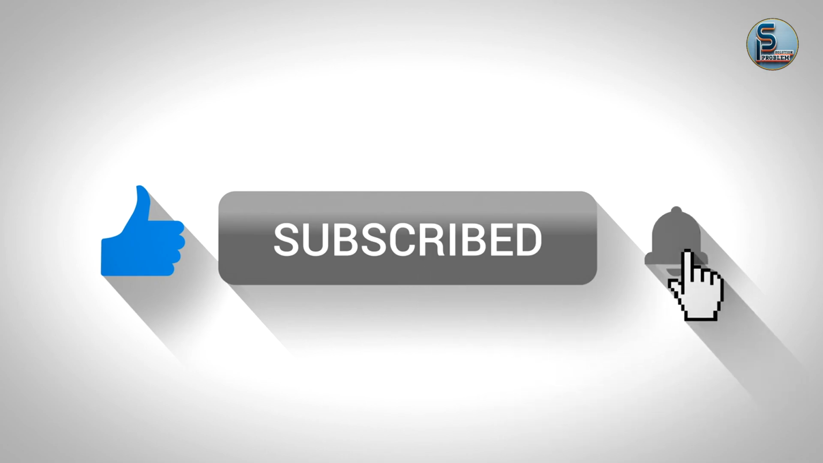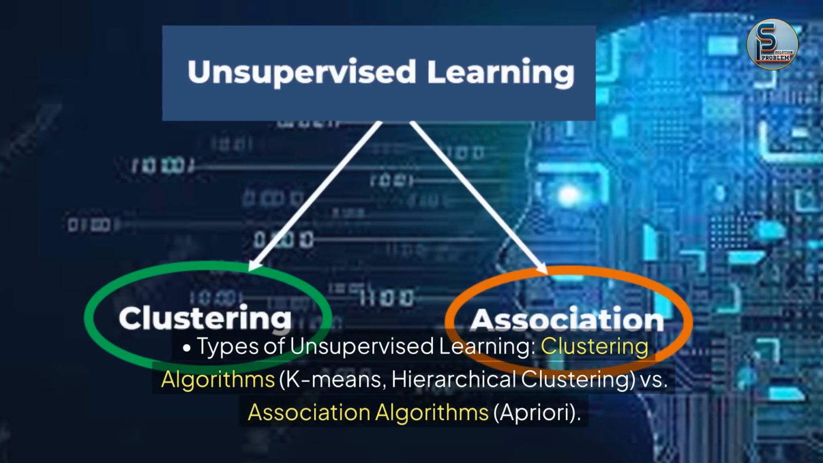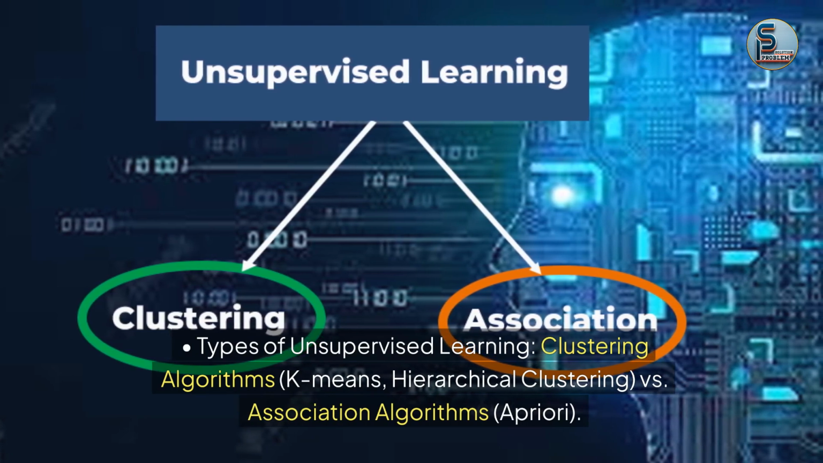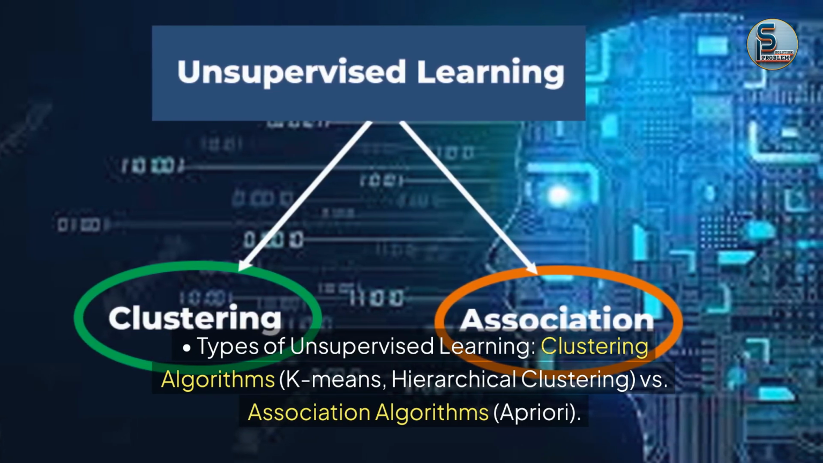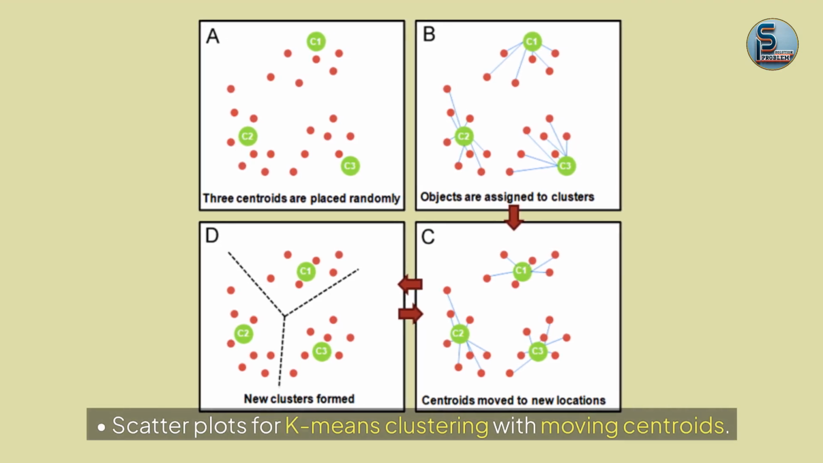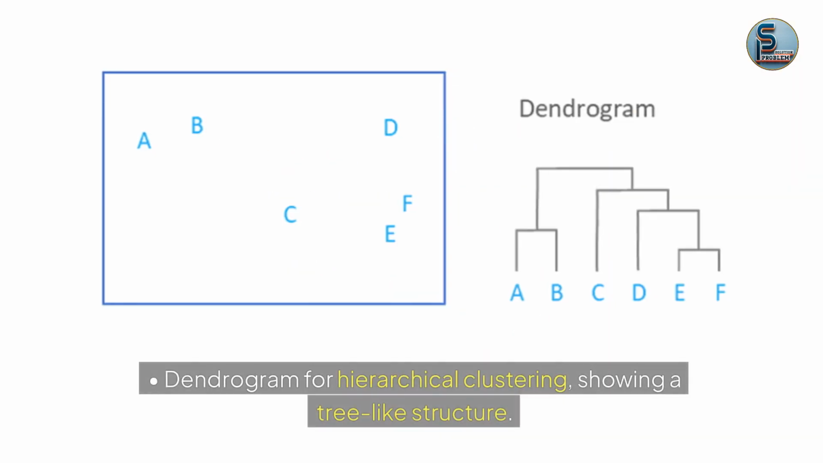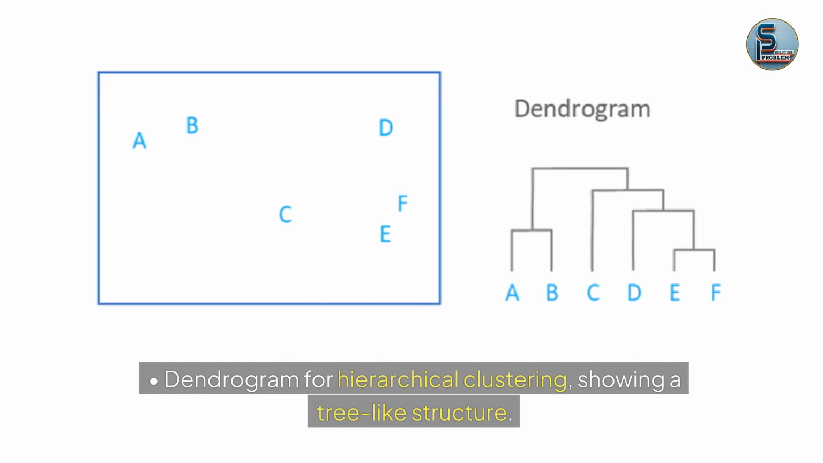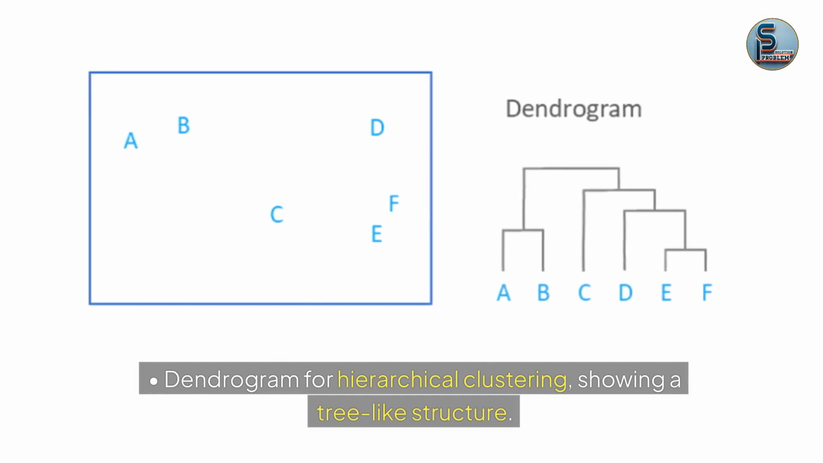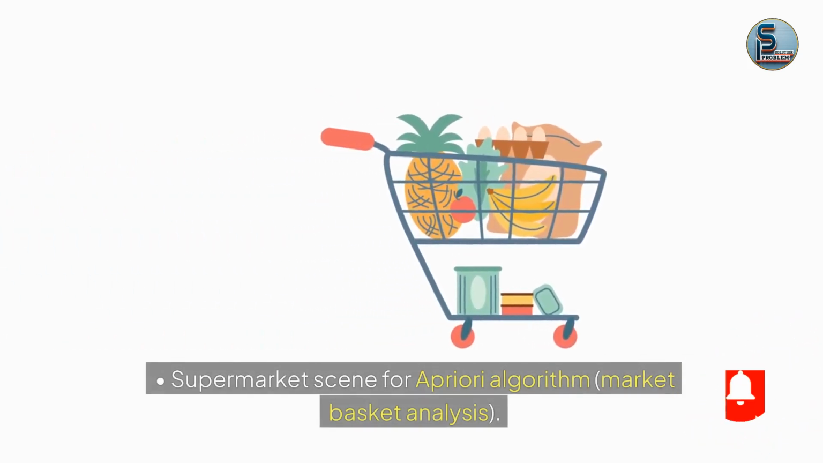AI and machine learning. Types of unsupervised learning: clustering algorithms, K-means, hierarchical clustering, versus association algorithms, Apriori. Scatter plots for K-means clustering with moving centroids. Dendrogram for hierarchical clustering, showing a tree-like structure. Supermarket scene for Apriori algorithm, market basket analysis.